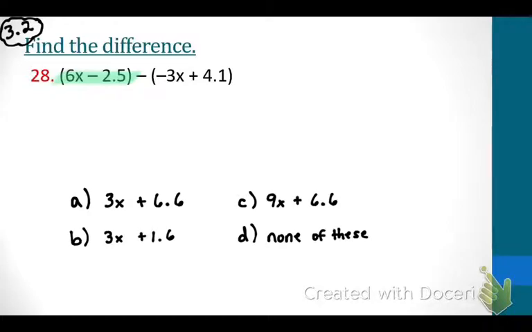No, there is nothing there in front of it that I need to distribute, so I'm just going to bring it down: 6x minus 2.5. Let's move on to this next part right here. There is a minus sign. Remember, that means you have to distribute the negative to everything on the inside.